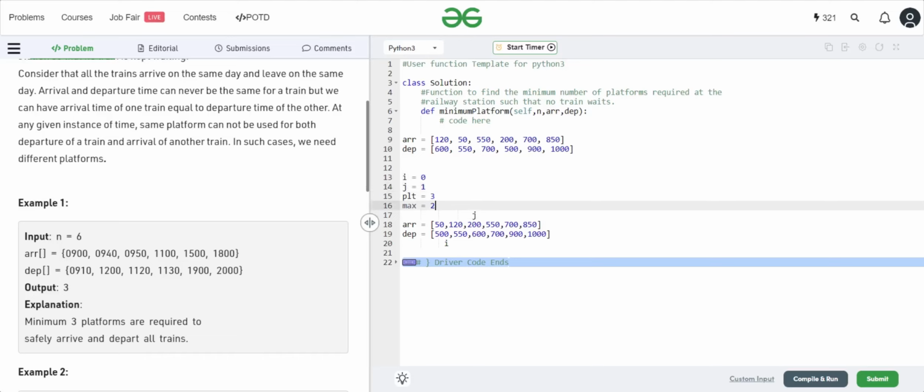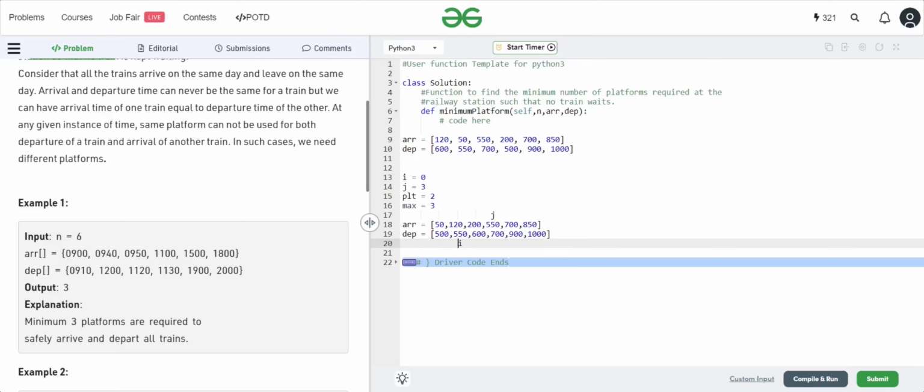Since you need one more platform, we make this 3 and the max counter equal to 3, and J, which was 1, now 2, will become 3 when we increment it. Now, when we have 550, we see that this arrival time is greater than the minimum departure time. Since it is greater, we don't need an extra platform, so we reduce the number of platforms, which will make it equal to 2. And we'll increment this I to 550.